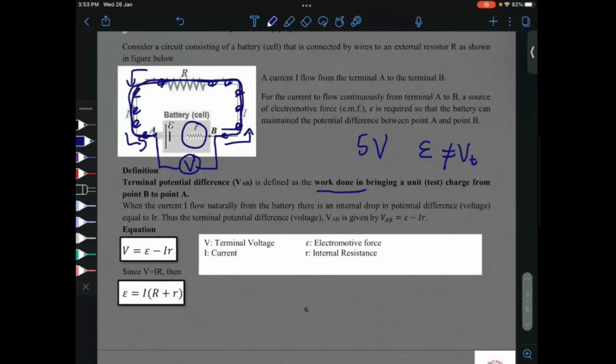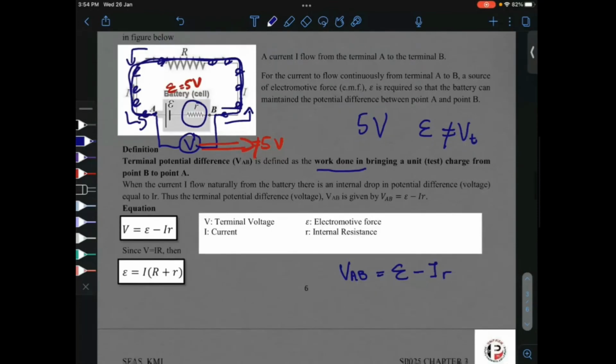So, terminal potential difference, iaitu V yang kawan ini akan baca. V ini tidak sama dengan 5 volt. Okay, dia tidak sama dengan 5 volt. It is not 5 volt even though your battery has 5 volt voltage. Okay, dia tak sama. Dia adalah whatever remaining after the EMF has given the internal resistance.